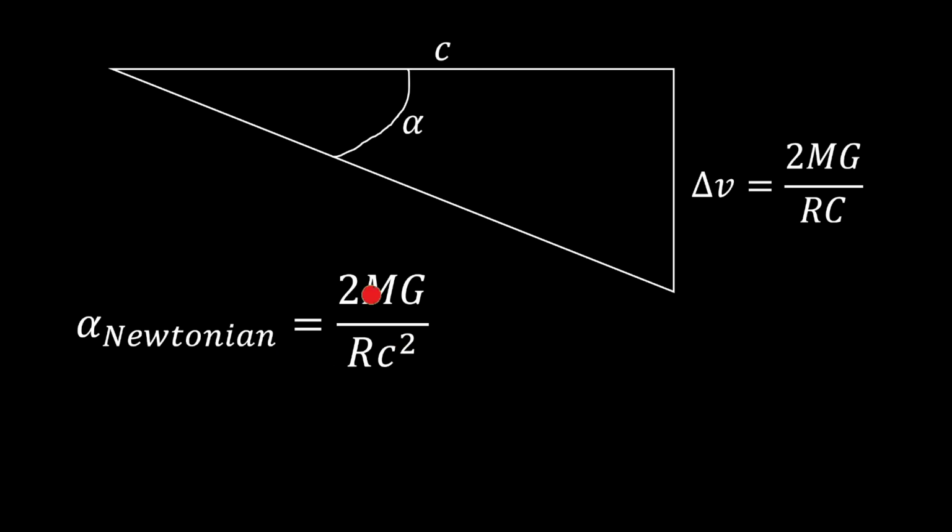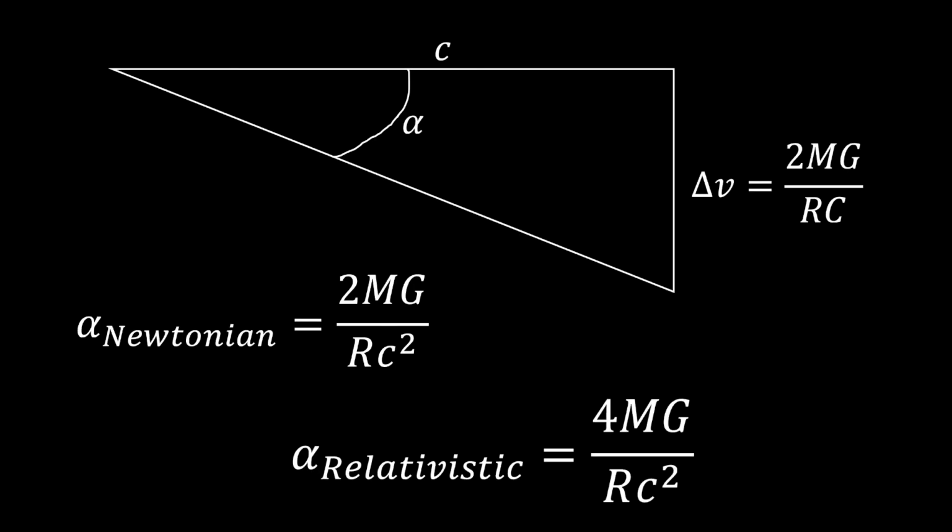If you use general relativity, amazingly enough, you find the correct solution for alpha, the relativistic angle, which is actually 4mg over rc squared. And in a peculiar way, you find that the general relativity solution of alpha is just double the Newtonian solution. The Newtonian solution here is 2mg over rc squared, and the relativistic solution is 4mg over rc squared.